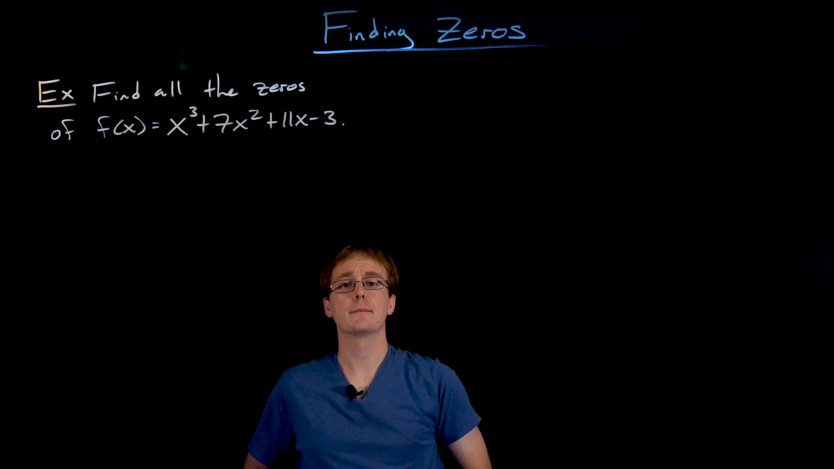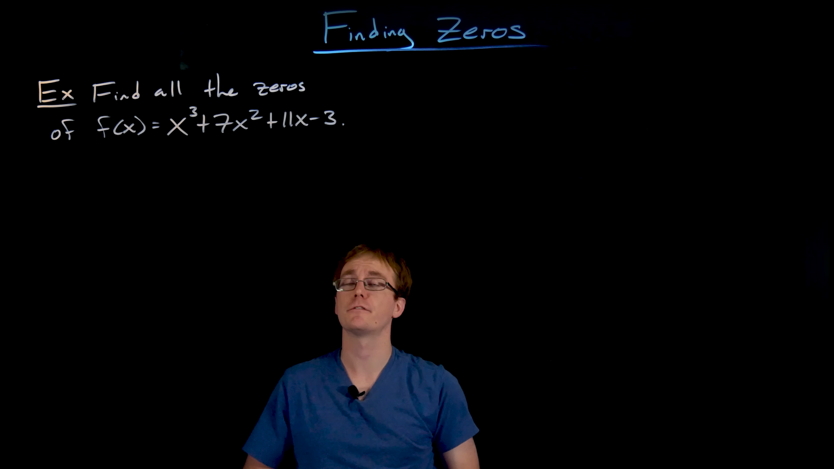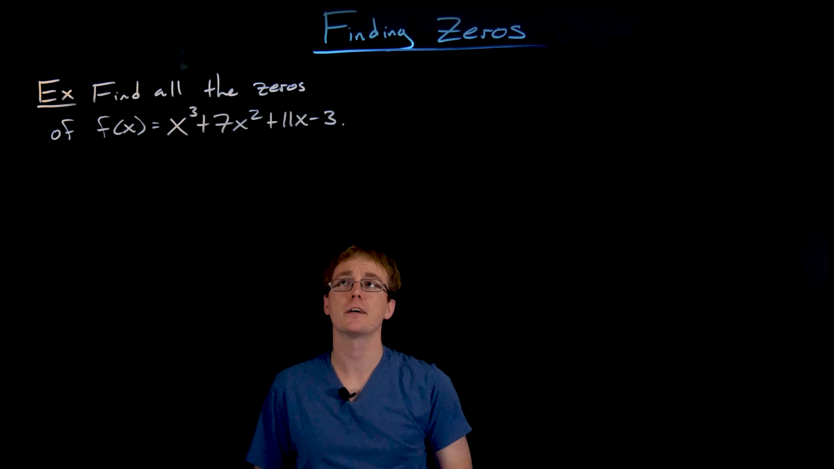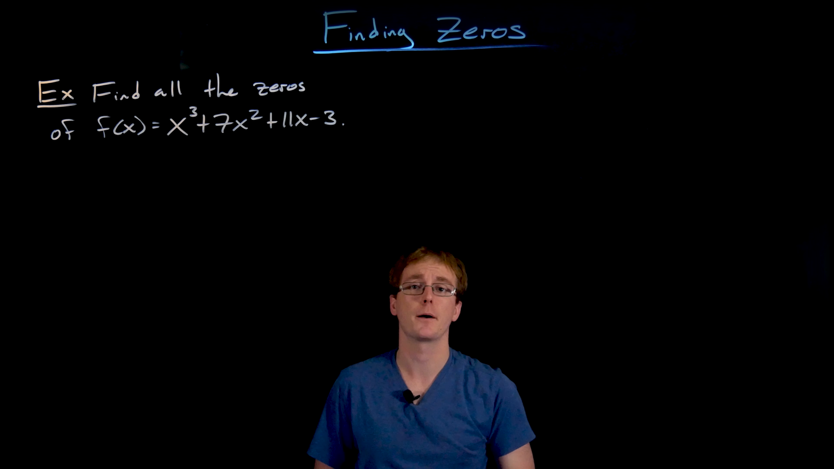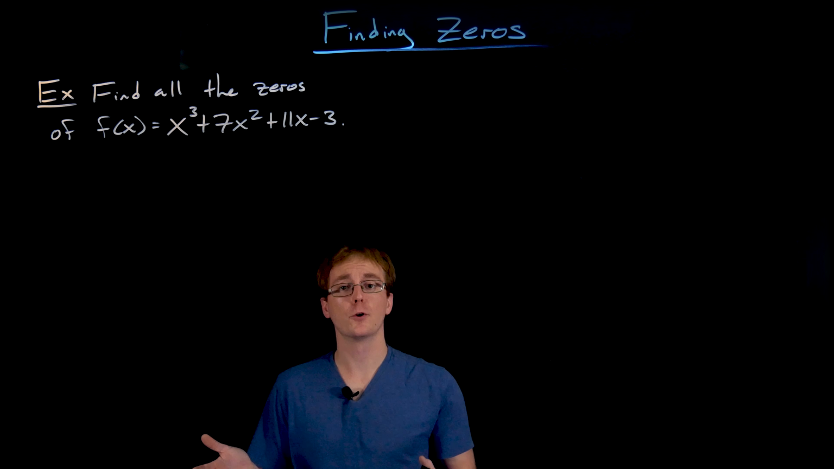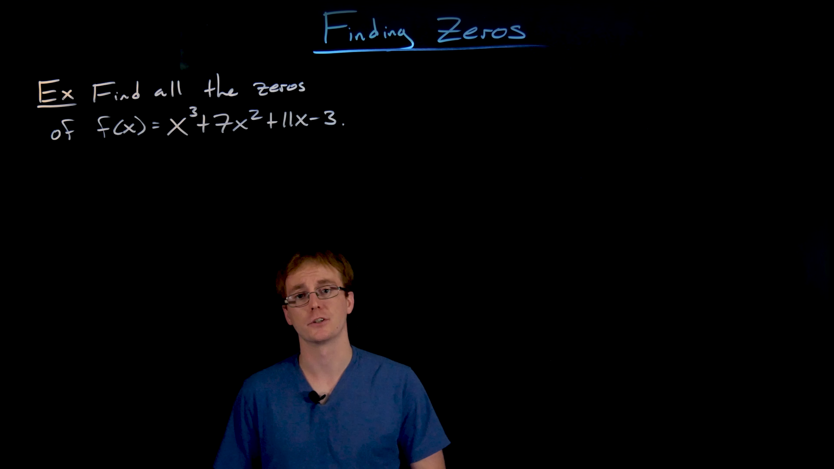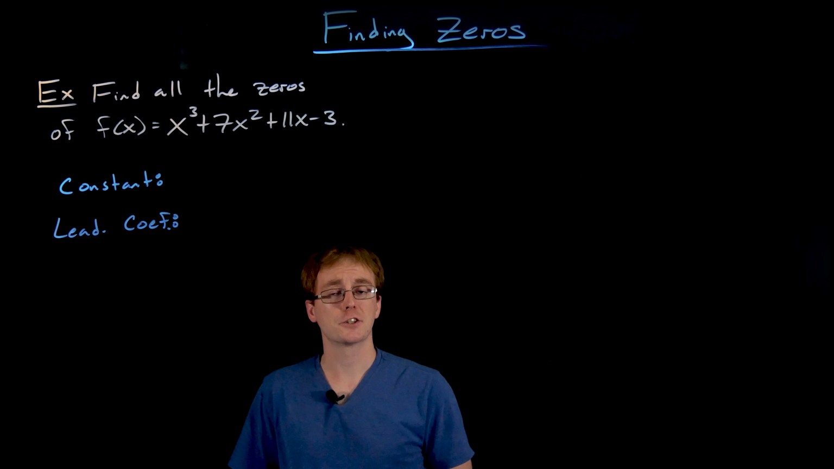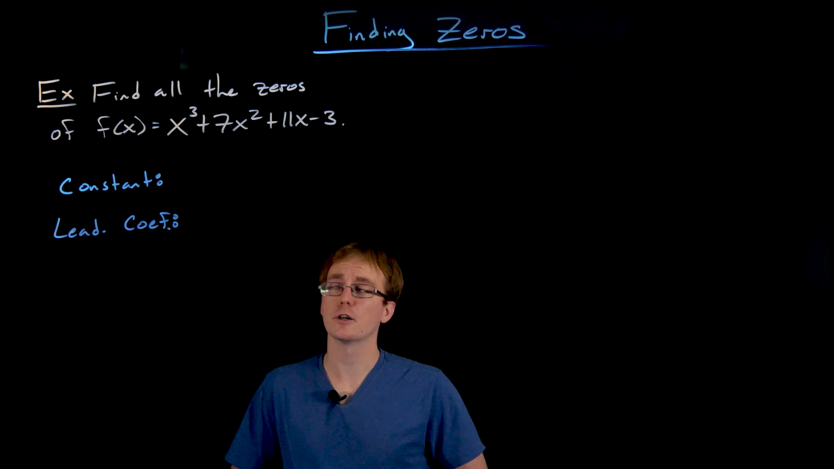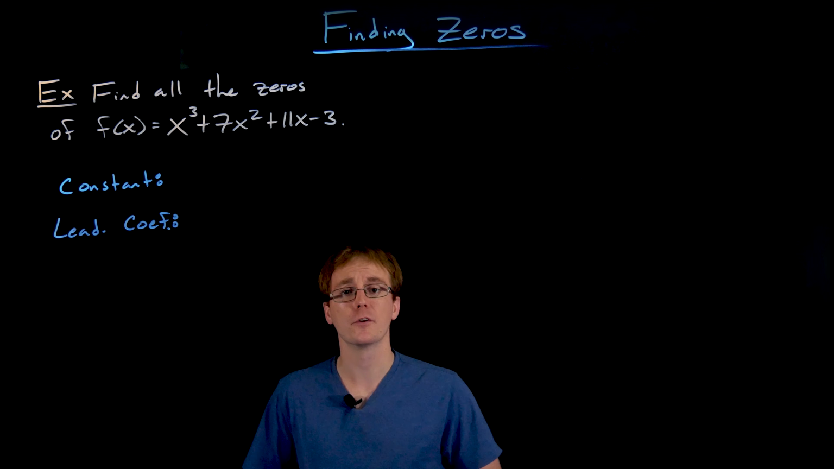Hello everyone. In this example, we are asked to find all the zeros of the polynomial function f of x, which is defined as x cubed plus 7x squared plus 11x minus 3. All right, so if we want to find all the zeros of our polynomial function, the first set of zeros that we'd look for are those rational zeros. So we can use our rational zero theorem or our rational roots theorem to help us construct the possible rational zeros of our polynomial function.